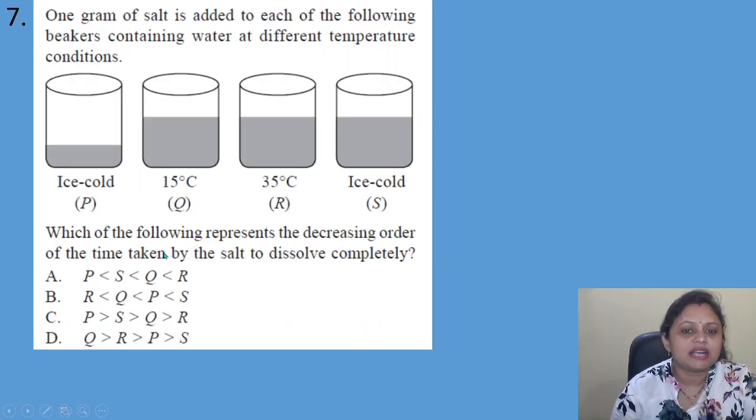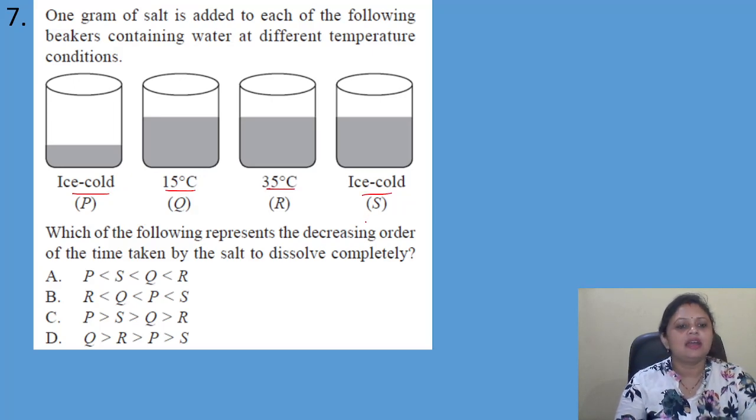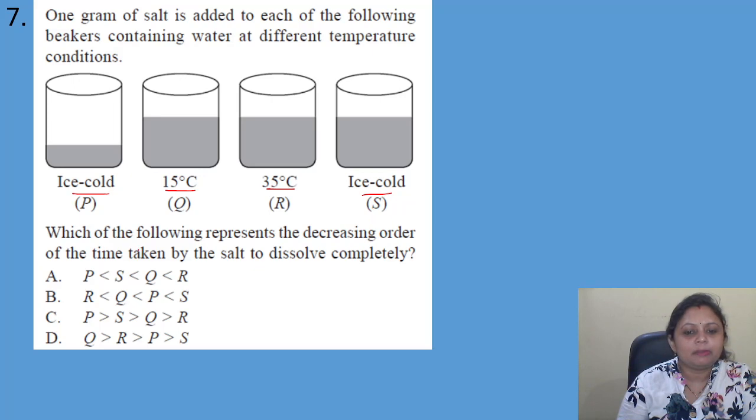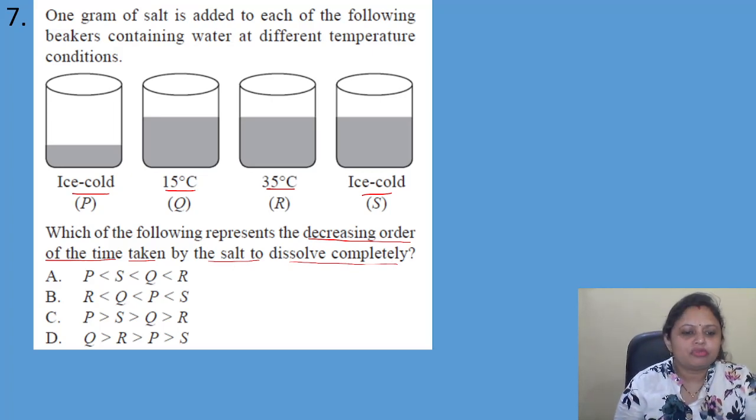1 gram of salt is added to each of the following beakers containing water at different temperature conditions. Here it is given ice cold, 15 degrees Celsius, 35 degrees Celsius, ice cold. Which of the following represents the decreasing order of the time taken by the salt to dissolve completely? So for dissolving completely, what is the decreasing order of time? So first thing, which will take more time? First, which one will dissolve faster?